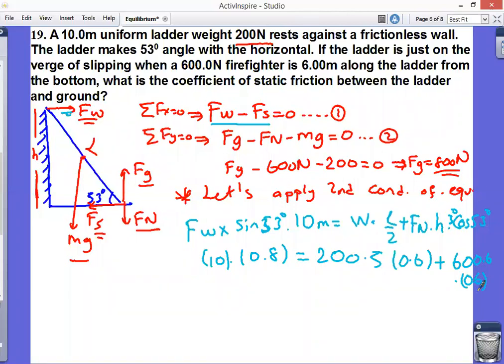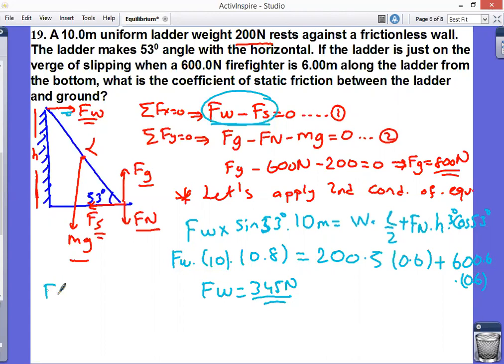Did I forget something? No. Okay, so let's do it. When we do this equation, we are going to get FW, and we are going to find 345 Newton, okay? Our force due to wall is going to be 345 Newton. So let's go to the first equation now.